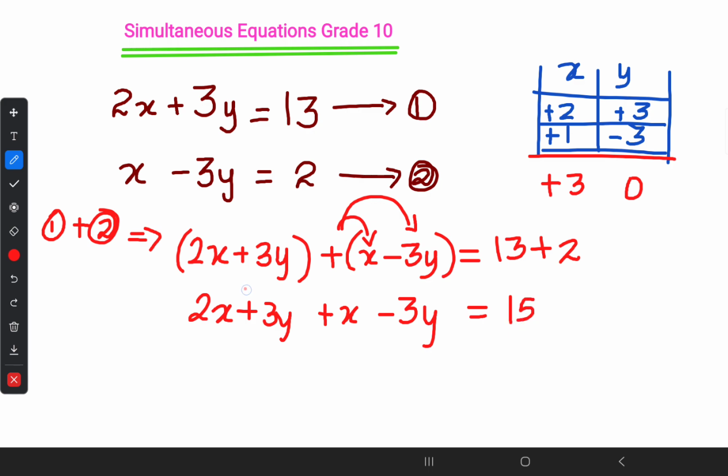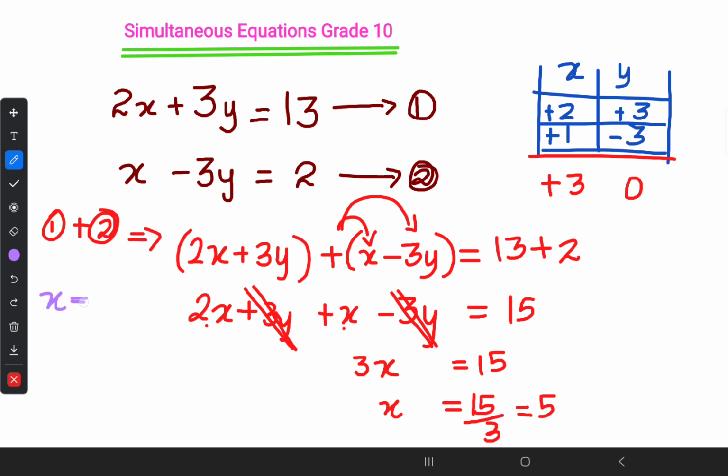Now look here. The positive 3y and negative 3y will be eliminated. That will become 0. The remainder would be 2x plus x, 3x equals 15. So x would be 15 divided by 3. It is 5. X should be equal to 5. And thereafter, by substituting this x value in either of these two equations, you can find the answer for y. I will substitute in the first equation.